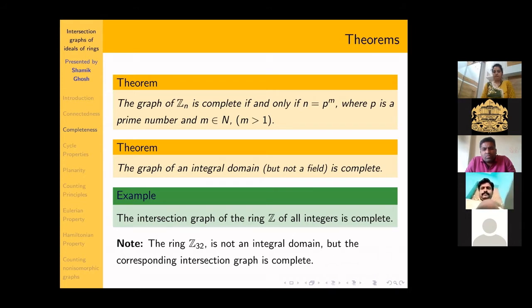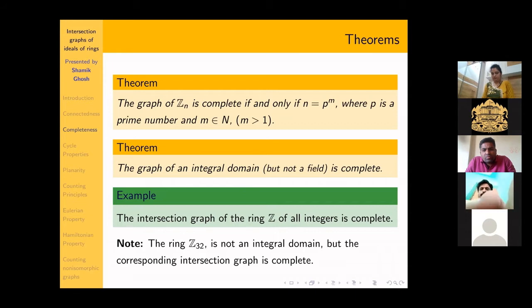For example, suppose Z[root 2], that is the set of all a plus b root 2, where a and b are integers only, that is not a field. So there are a lot of infinite integral domains which are not fields, but all of them have complete intersection graphs of ideals, right?